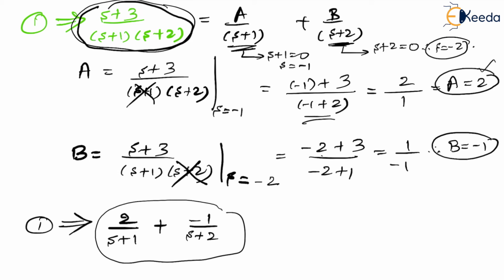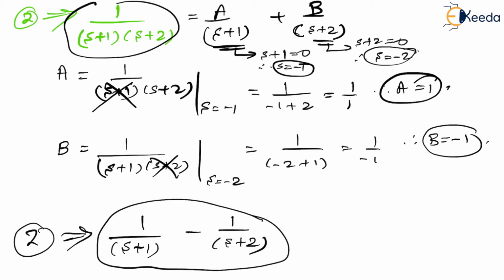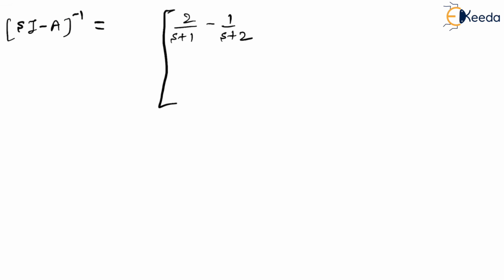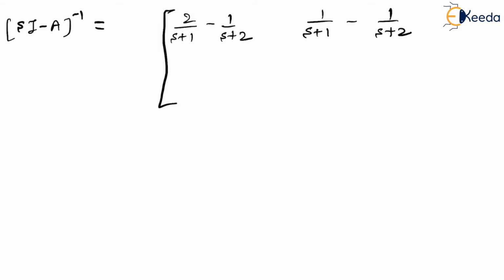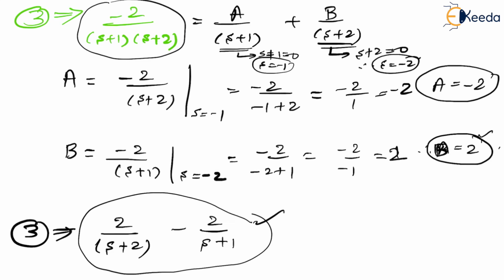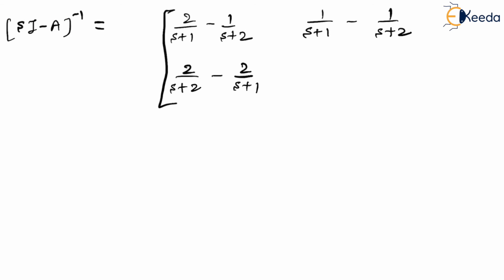This is the first term, 2 upon s plus 1 minus 1 upon s plus 2. Then the second term is 1 upon s plus 1 minus 1 upon s plus 2. Then the third term we have is 2 upon s plus 2 minus 2 upon s plus 1. Right. And the last one is going to be 2 upon s plus 2 minus 1 upon s plus 1. This is the matrix. But is this our intention?